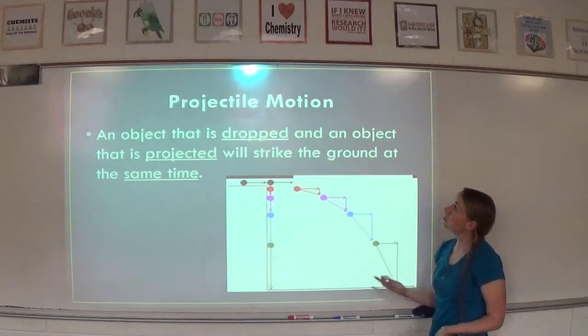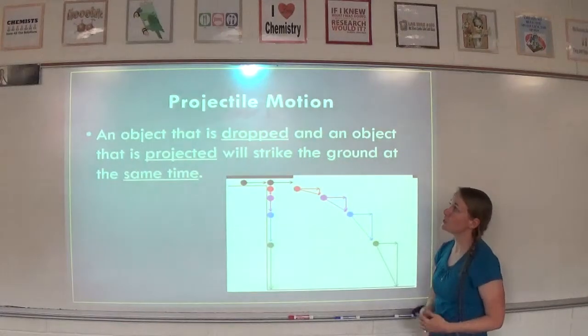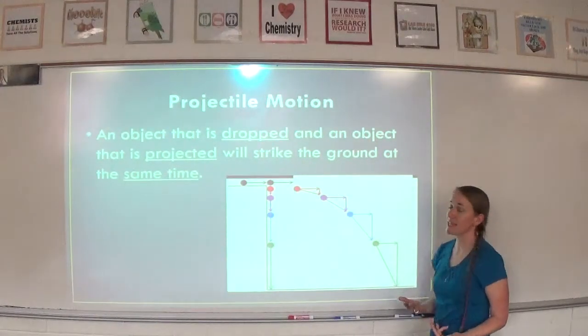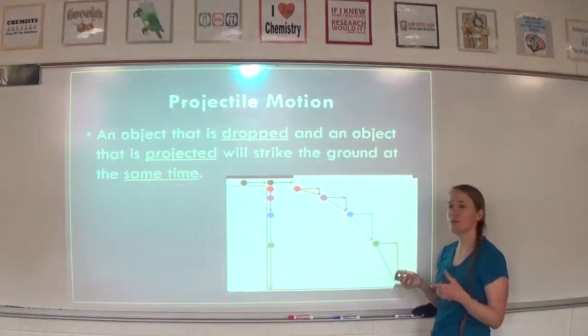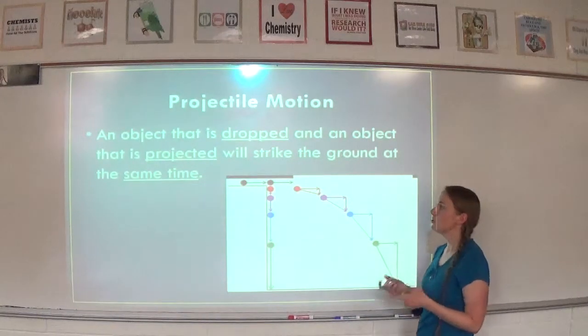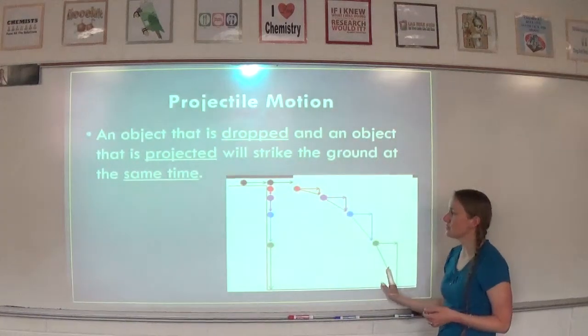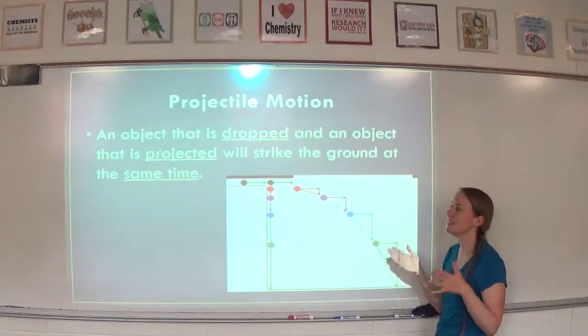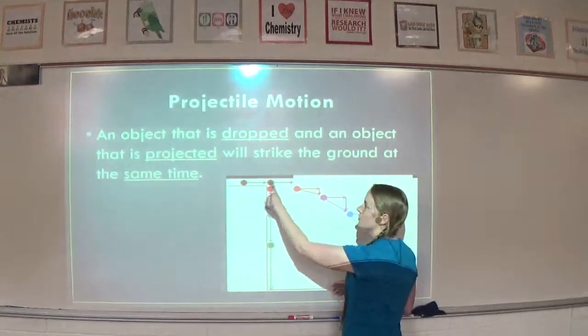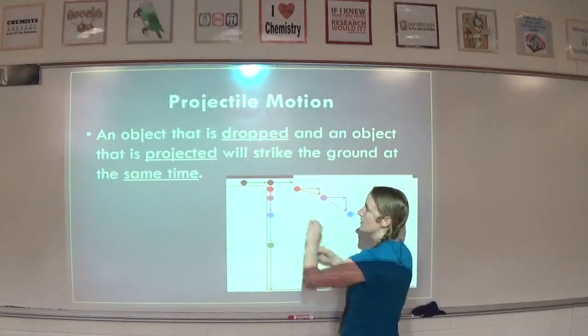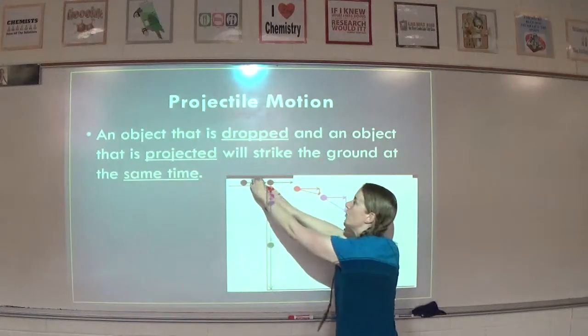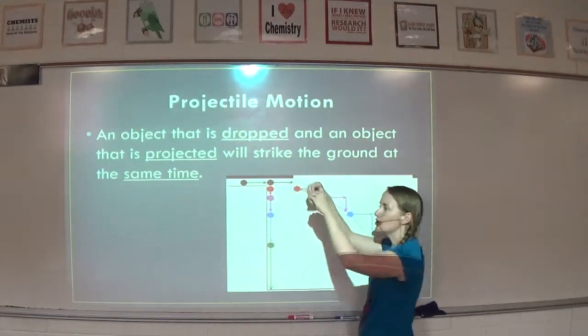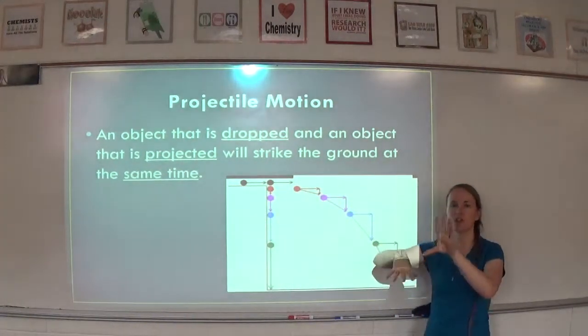So an object that is dropped and an object that is projected will strike the ground at the same time. Now this is something that's hard for people to understand because you feel like the projected one should take longer to hit. It's just going to hit in a different place. So if we have two marbles and one I'm holding at the level of the table and one I thump off the level and I do them at the same time. So I thump and drop at the same time.